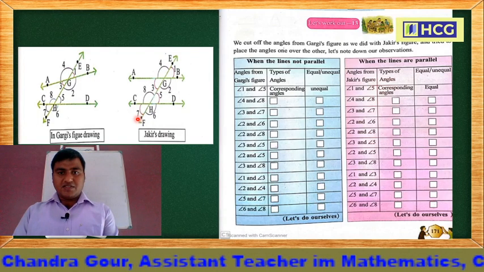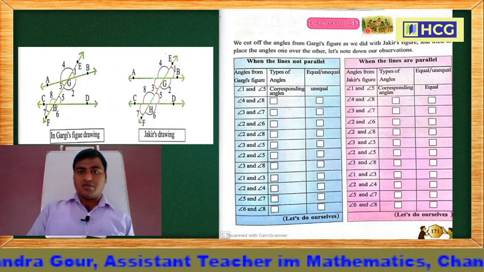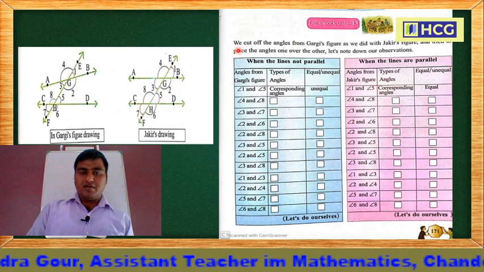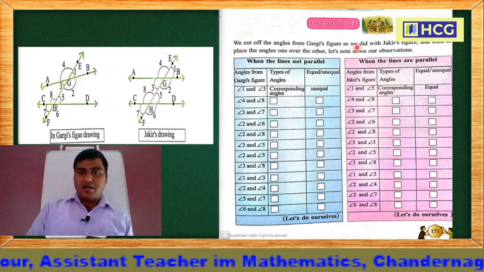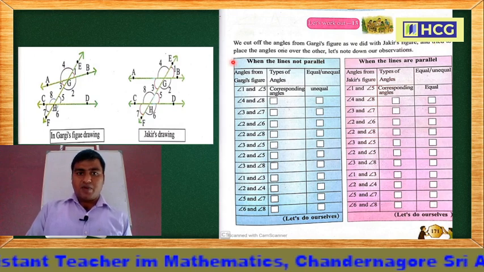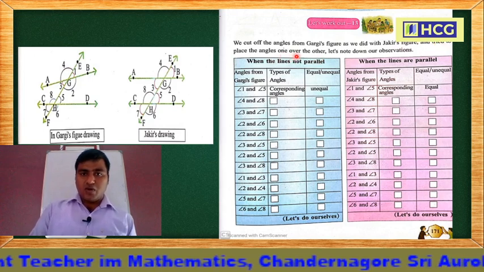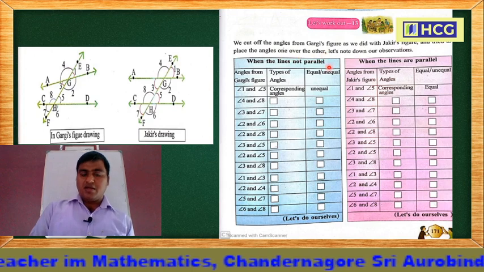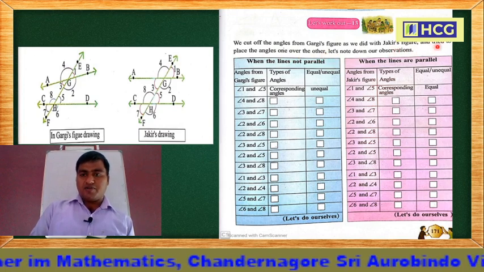Now in the exercise, let us work out number 13. We cut off the angles from Gargi's figure and Jacquet's figure and try to place the angles one over the other. Let's note down our observation.